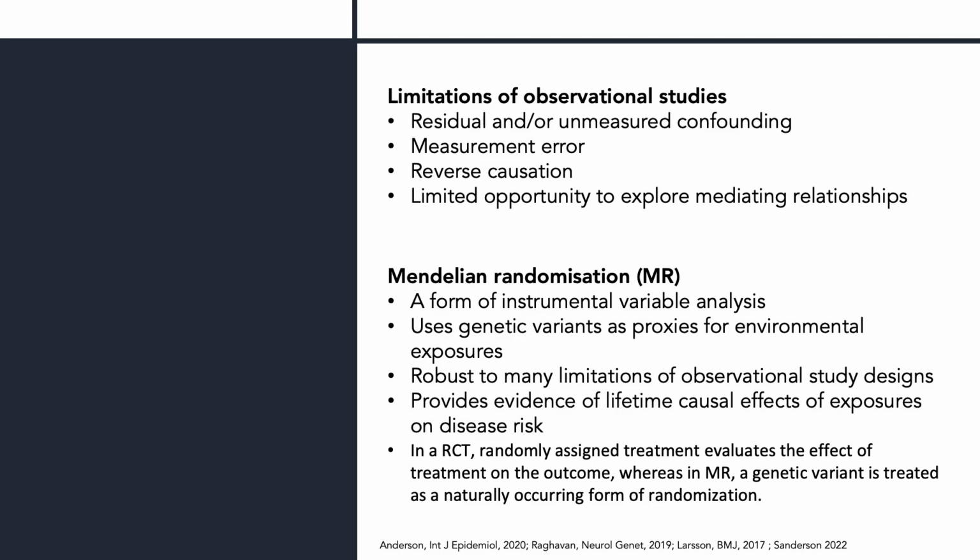But in economics, people use instrumental variable analysis, which is a general technique in statistics, and this is an example of instrumental variable analysis where the instruments are genetic variants. So we're using genetic variants as proxies for environmental exposures, and this is robust to many of the limitations of observational studies. Just as in a randomized controlled trial, randomized assignment of treatment evaluates the effect of the treatment on the outcome, in Mendelian randomization the genetic variant is considered a naturally occurring form of randomization.